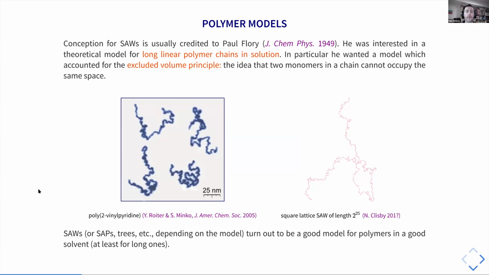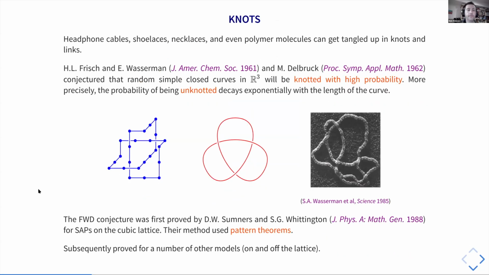Okay. So knots, of course, this is a topology seminar. You all know about knots. Real-world polymers can be knotted. On the right is a picture of DNA, which is in the shape of a trefoil knot. It turns out that if you take a sufficiently long polygon in 3 dimensions and sample it uniformly at random, then with very high probability, it will not be the unknot. It will almost certainly be a non-trivial knot. This idea is often now called the Frisch-Wassermann-Delbrück conjecture.